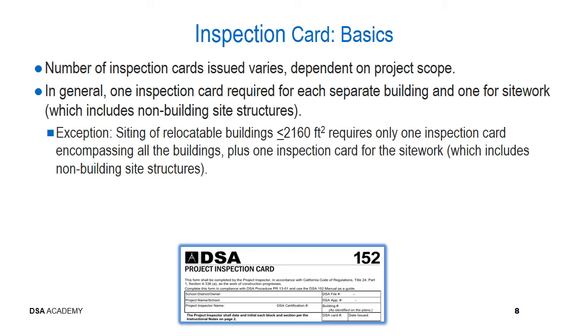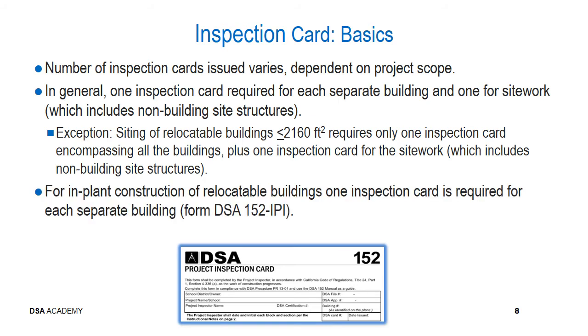There is an exception, and that would be as shown here, and that is for the siting of relocatable buildings that are less than 2,160 square feet. Those only need one inspection card to encompass all of the buildings, plus an additional one for the site work, which again would include any non-building site structures, such as fences, retaining walls, and so on.